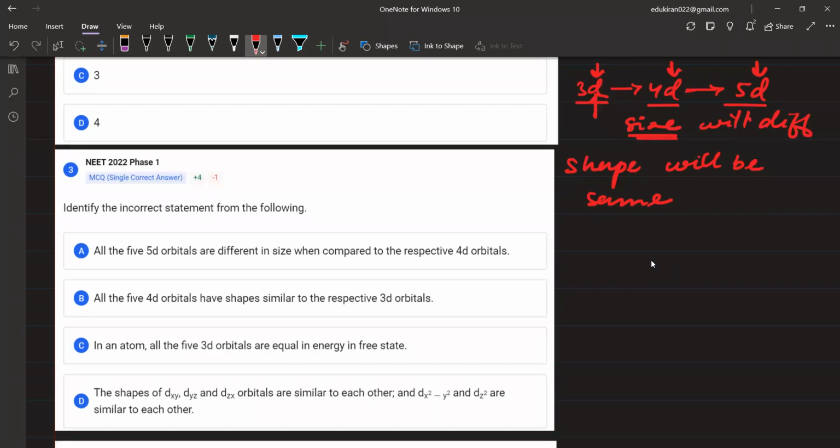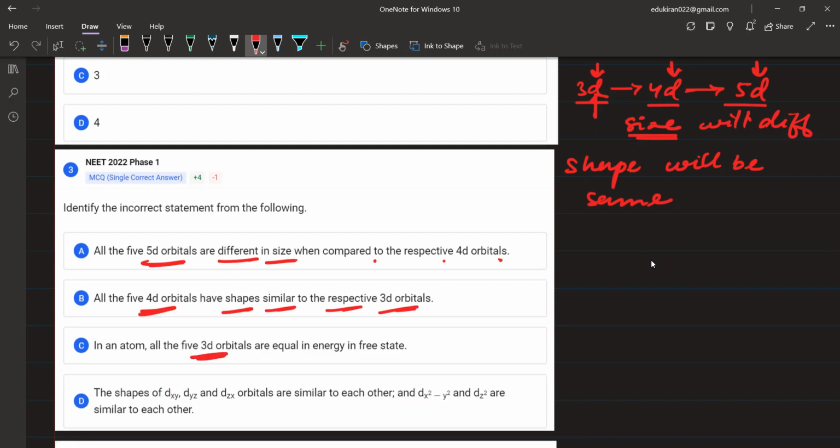different. Incorrect statement देखते हैं. All 5 5d orbitals are different in size when compared to respective 4d orbitals. Yeah, this is correct. Statement is correct. All 5 4d orbitals have shapes similar to respective 3d orbitals? Yes. Shape क्या होता है? Same होता है, और size क्या होता है? Different होती है, ये भी सही है.